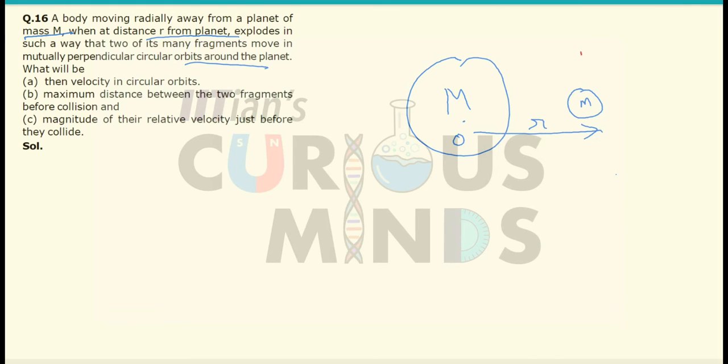It means if I consider one fragment, it is moving in this direction in a circular orbit. And if I consider another fragment, it is performing a circle in 3D. In 3D this will look somewhat like this. It is performing a circle in 3D, and they will again collide at this point.